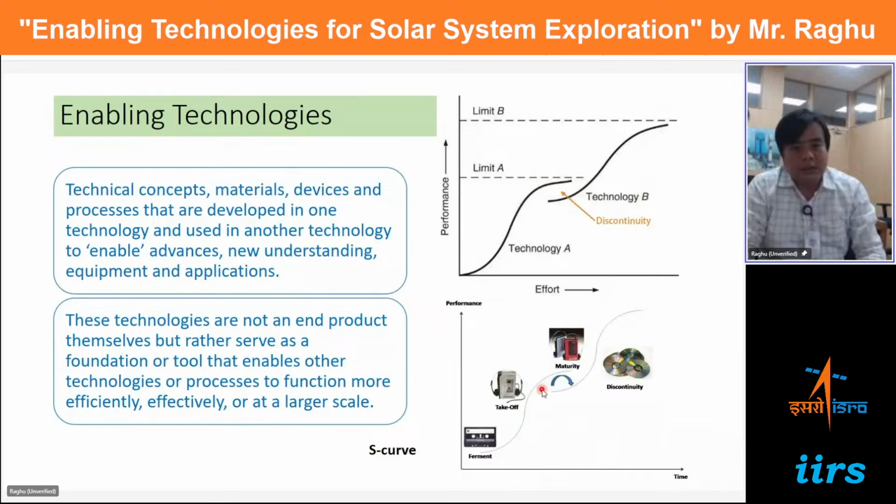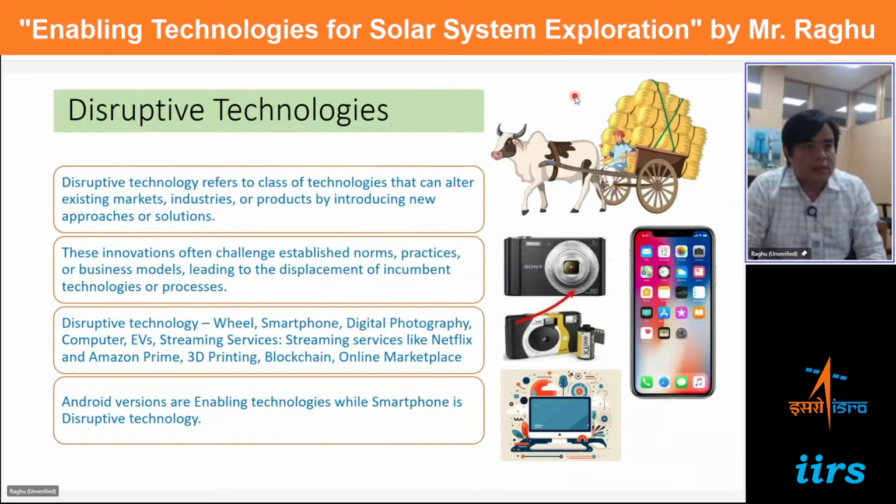If you see below, there are the incubation, progress, maturity and discontinuity stages, because some technologies cannot be perpetually available, so they become obsolete. Another class of technology is called disruptive technologies. Try to understand these differences, because this is very important. What do we mean by enabling, and what do we mean by disruptive? Disruptive technologies are a class of technologies that can disrupt the market. They introduce totally new approaches and new solutions, and whatever is available in the market will be totally disturbed, and the earlier versions will become obsolete.